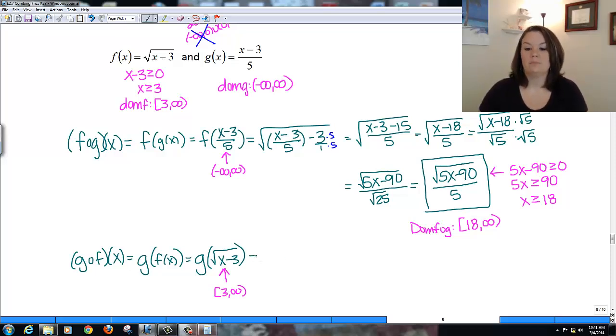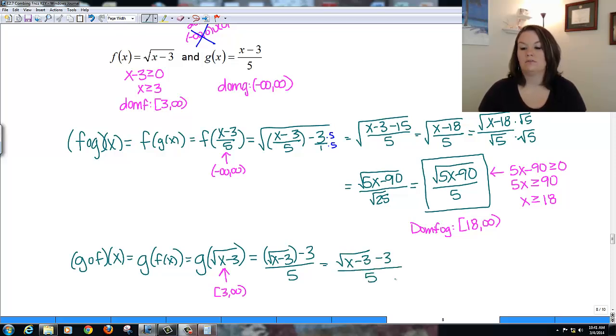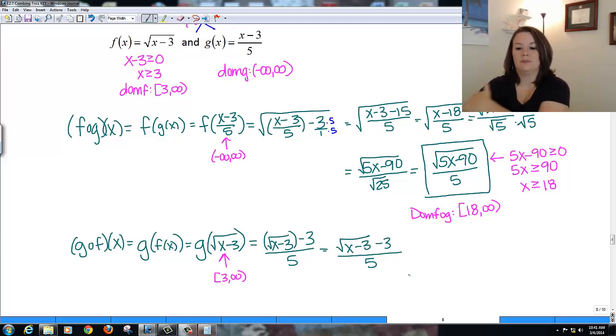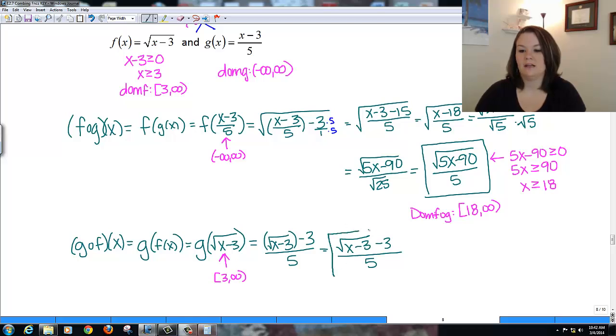Okay. So when I plug this into my g function, it says to take my input minus 3 all over 5. My input here is the square root of x minus 3. So I end up with the square root of x minus 3 all over 5. Now I can't combine anything because that first chunk is under the radical, the negative 3 is not, and I don't have a radical in the denominator, so this is really as simplified as I can get. Okay. So now I just need to list my domain.